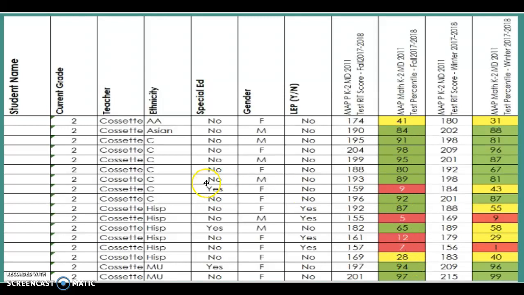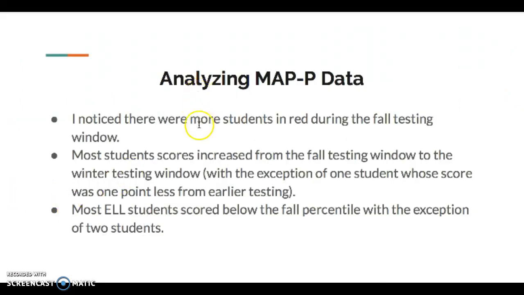After reviewing and analyzing her data, I noticed there were more students in red during the fall window. This is because students are now getting accustomed to second grade, getting used to the math and the new lessons. Most students' scores increased from the fall testing window to the winter testing window, with the exception of one student whose score was 1 point less than earlier testing. I guess this is because there were more prompts during this time. She provided assistance. She identified certain students' learning styles and what benefits them in the classroom.